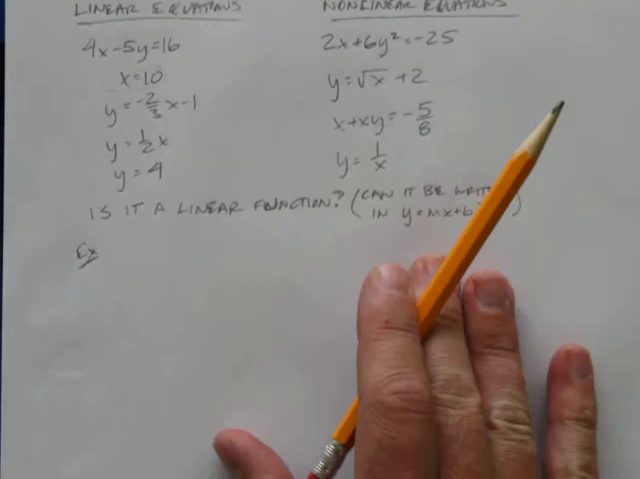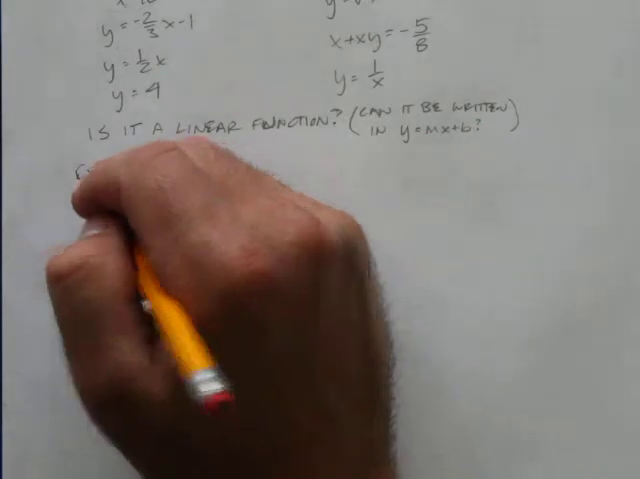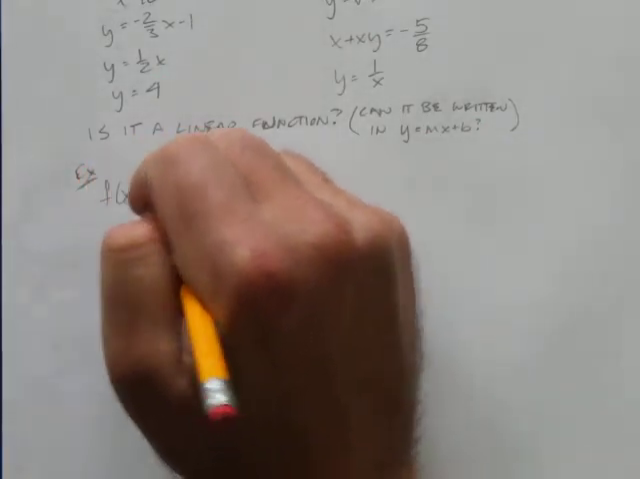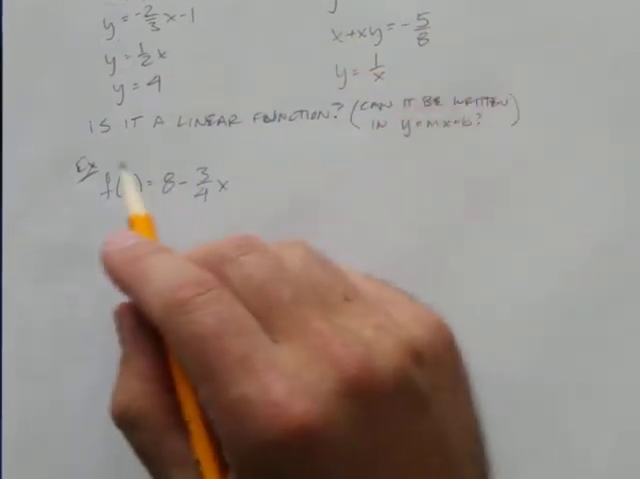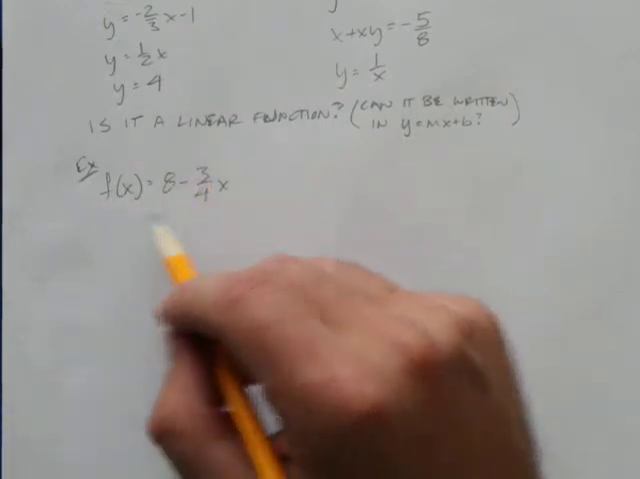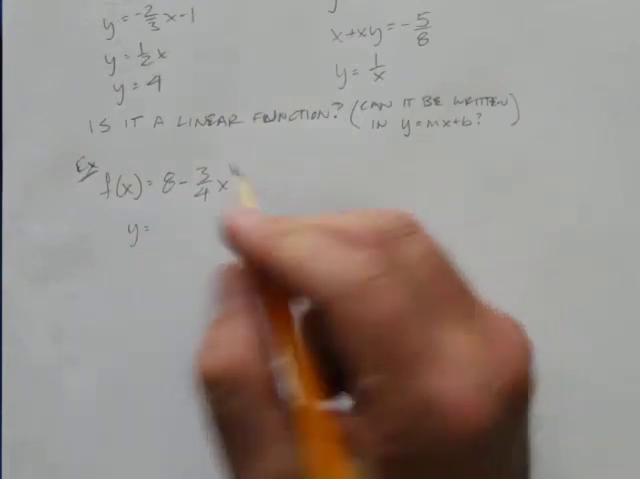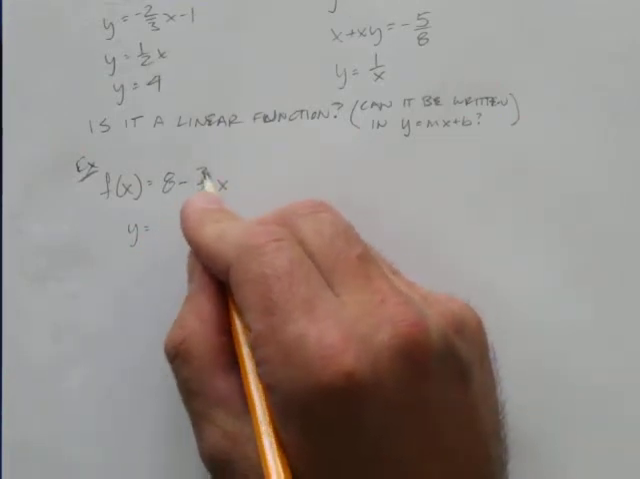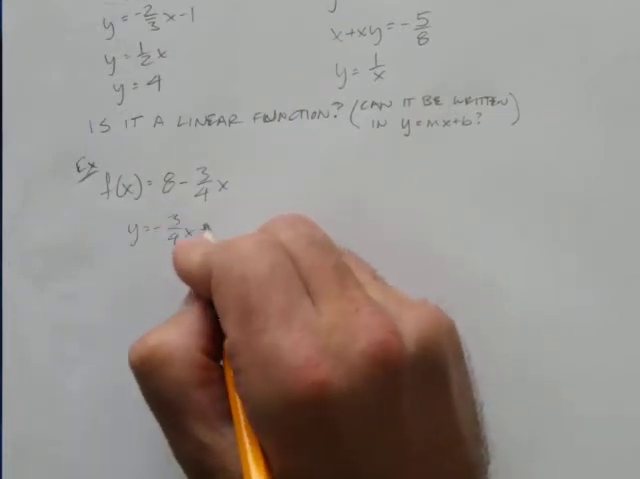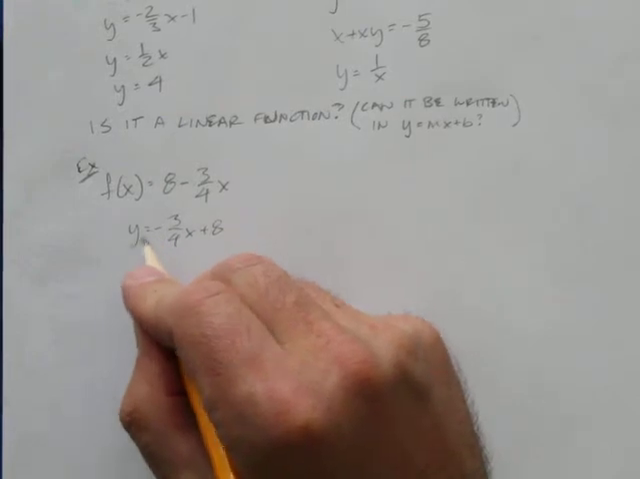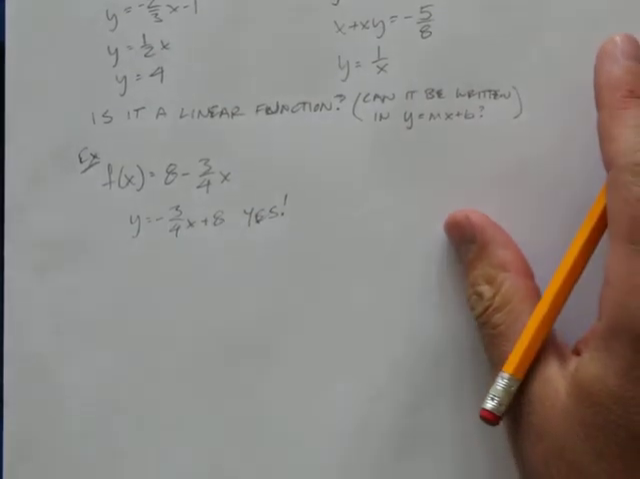Now we're going to look at these functions. So here's an example of a function. So f of x equals 8 minus 3/4 x. Is this a linear equation? Let me just rewrite this for you here. Let's plug in y for f of x, and then let's move this negative 3/4 x over here, and then add this 8 over here. Look, here I am. Y equals mx plus b. Yes, this is a linear function.